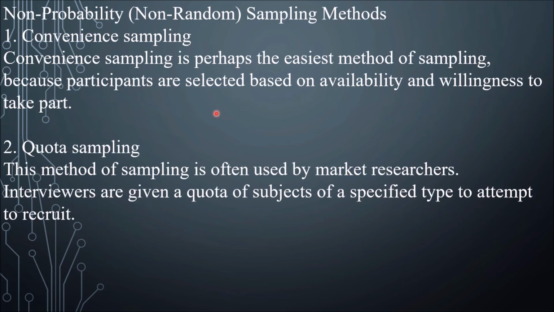Now let's proceed to non-probability sampling methods. Number 1, convenience sampling. This is perhaps the easiest method of sampling because participants are selected based on availability and willingness to take part. Number 2, quota sampling. This method of sampling is often used by market researchers. Interviewers are given a quota of subjects of a specified type to attempt to recruit.